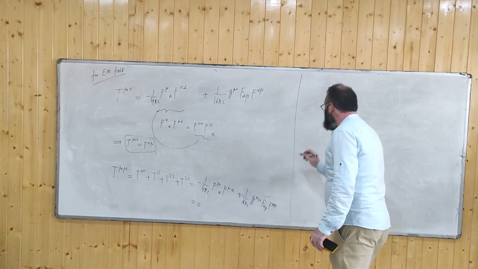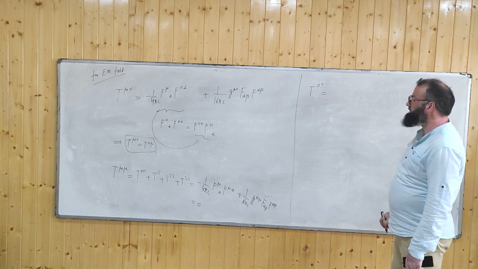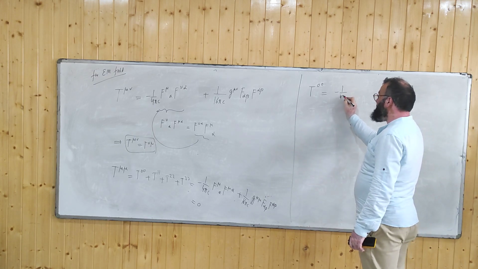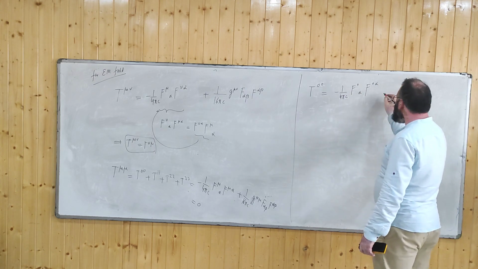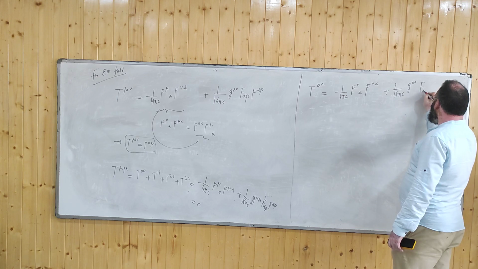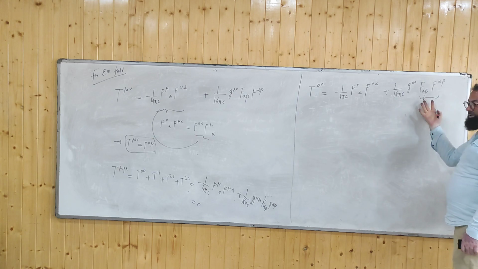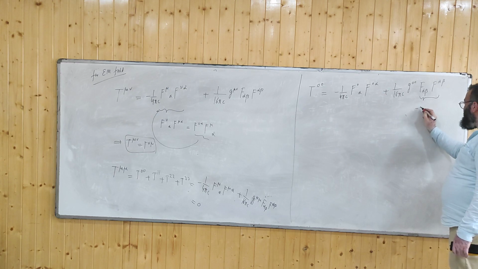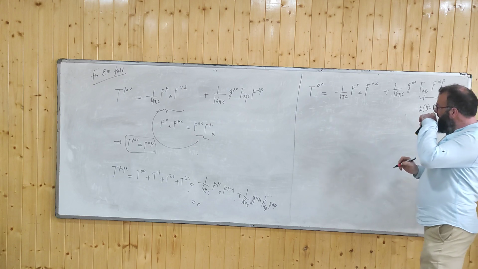Take the simplest of the case. Let's take this T00. Let's write it. So it's minus 1 by 4 pi C F0 alpha F0 alpha plus 1 by 16 pi C G00 F alpha beta F alpha beta. Anybody can tell me what this F alpha beta is? Twice B square minus E square. You remember it? What is G00? It's 1.